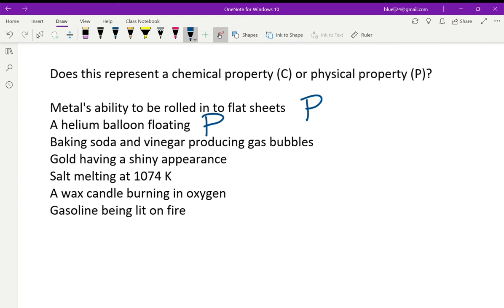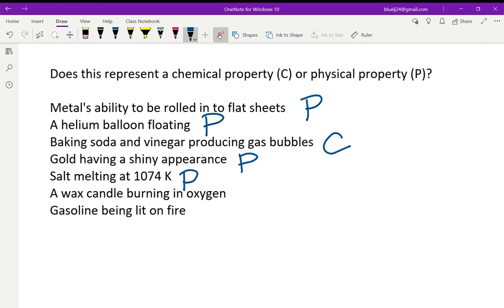Next, baking soda and vinegar producing gas bubbles. This would be a chemical property because it concerns a chemical reaction. It's a reaction with acid. Next is gold having a shiny appearance. This would be a physical property because it is luster, how shiny the gold is. Next is salt melting at 1074 Kelvin. This is a physical property because it concerns the melting point, or the point at which the salt will melt.